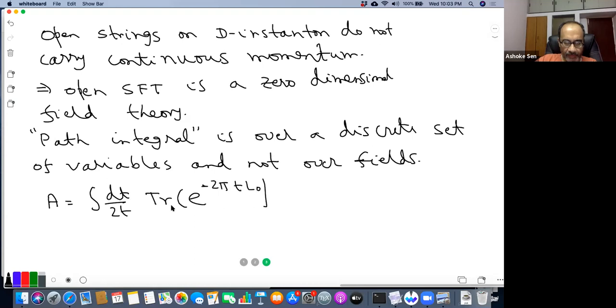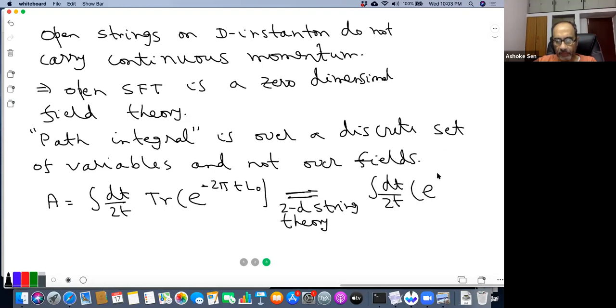This trace is taken over states that are annihilated by b0, which are also sometimes called the Siegel gauge states. So this in the 2D string theory is given by integral dt over 2t of e to the 2 pi t minus 1. And for a reason that I'm going to explain in a few minutes, let me write this as e to the 2 pi t plus 1 minus 2. Basically we'll argue that there are two bosonic modes and two fermionic modes.